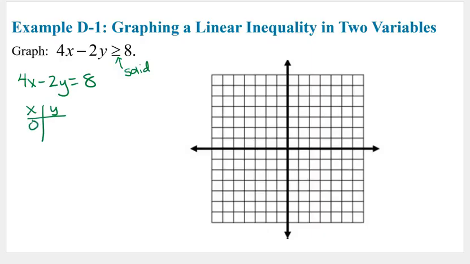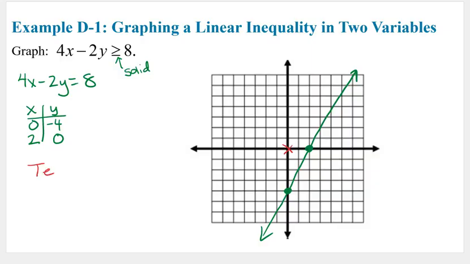All right, so if I plug in 0 for x, I get negative 2y equals 8, which means y would have to be negative 4. And if I plug in 0 for y, I get 4x equals 8, which means x will equal 2. So 1, 2, 3, 4. There's my y equals negative 4. Here's my x equals positive 2. And then I would draw my solid line. Now again, if that inequality didn't have that equal sign underneath it, then you would make that a dotted line. And then I'm going to choose my test point right here.